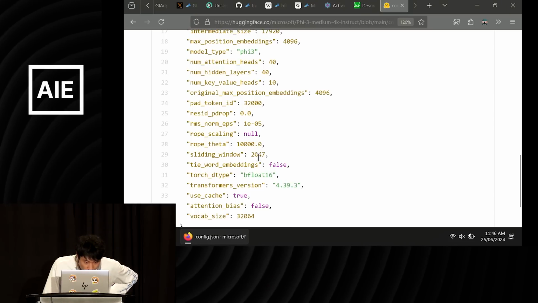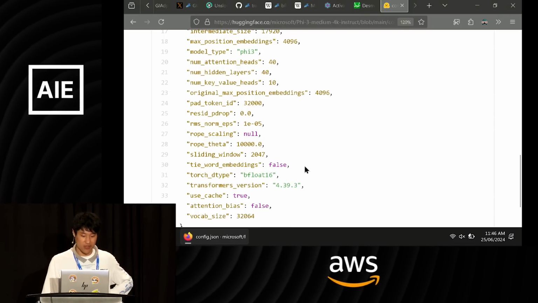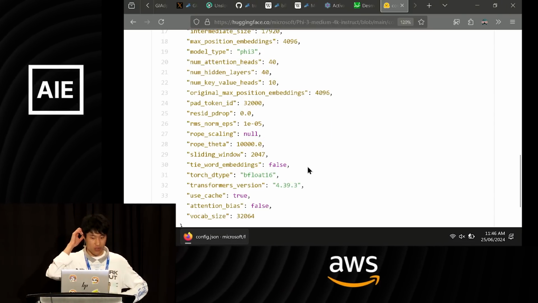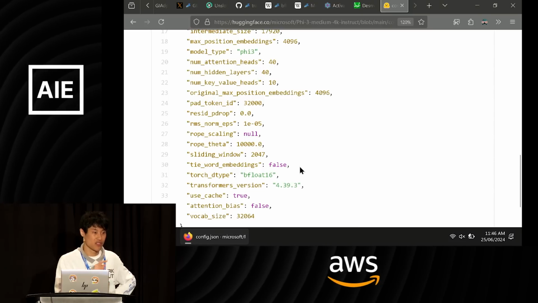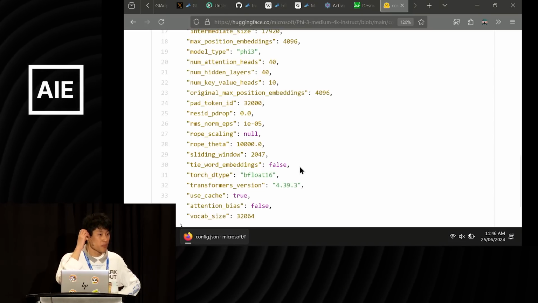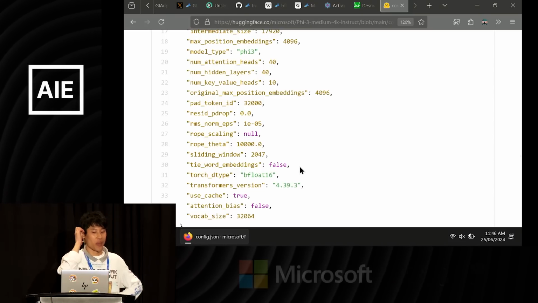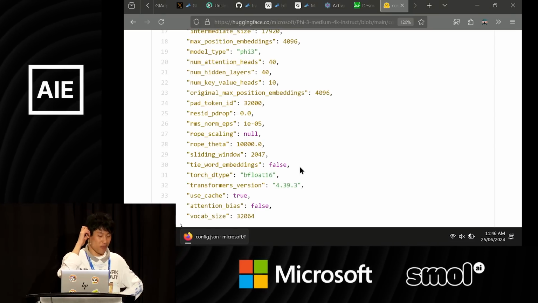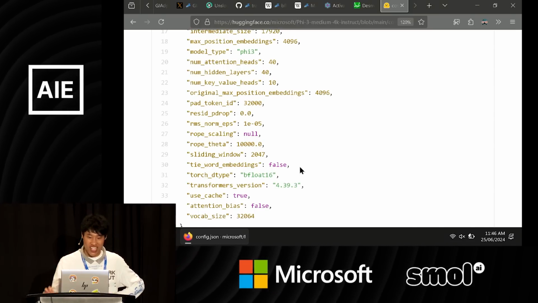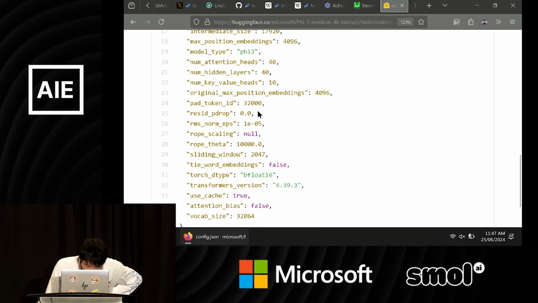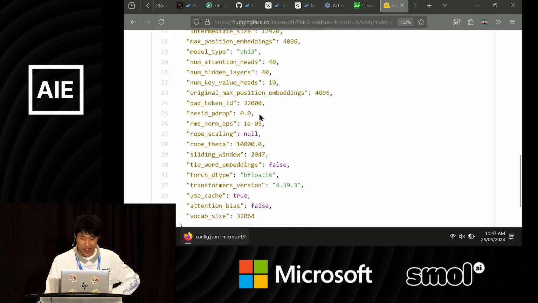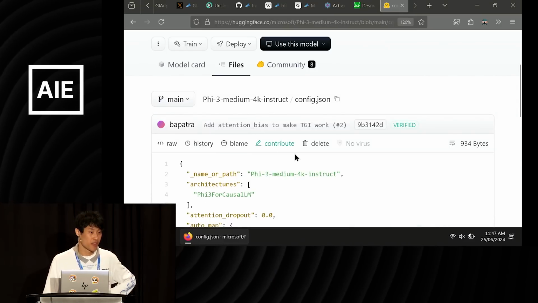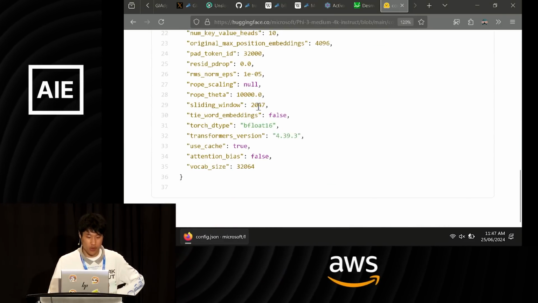Does anyone notice what the problem is here? Why is it 2047? Anyone notice any issues? Yes? Well, it's not a power of 2. Correct, that's horrible. I did ask the Hugging Face people and they said, yes, it is a bug. They actually did fix it, but then I don't know why they reverted it back, so I'm a bit confused. They kind of forgot about this. It's supposed to be 2048.